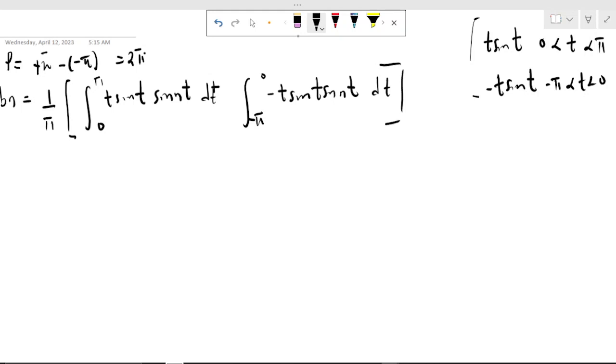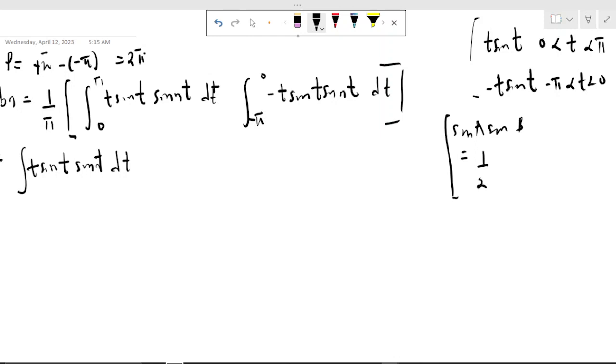We can see that these two functions are actually the same thing, except for the minus here. So quickly, together, let us find the integral of t sine t sine nt. To do this, we can use this trigonometric expansion: sine a sine b is equal to 1 over 2 times cos of a minus b minus cos of a plus b.